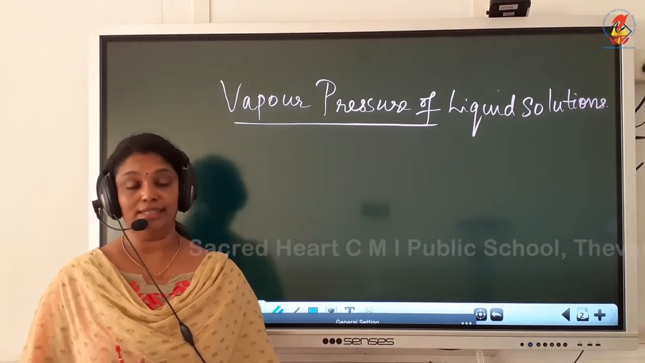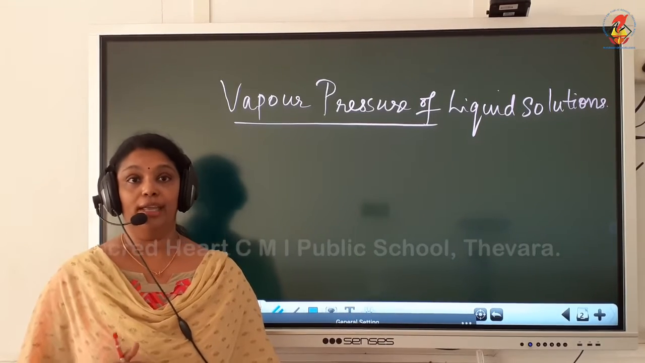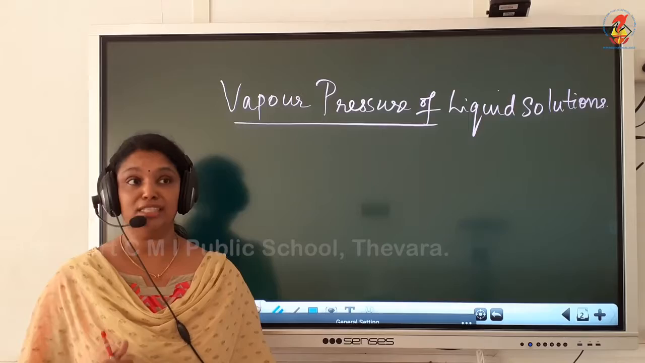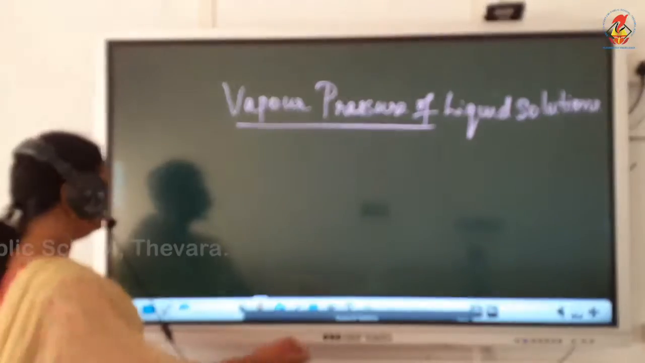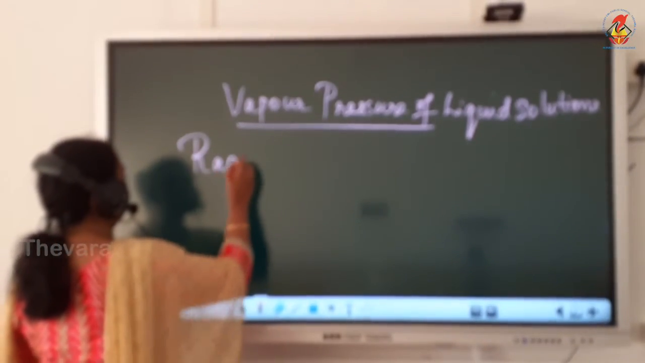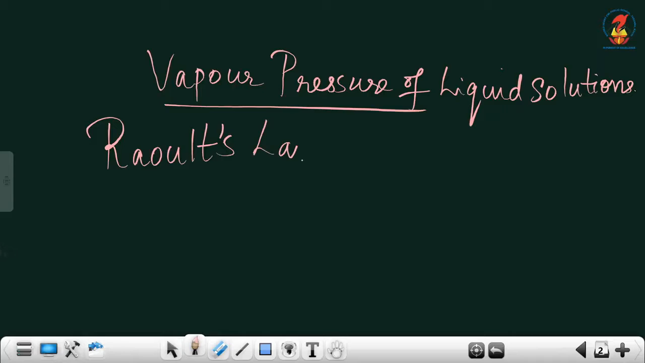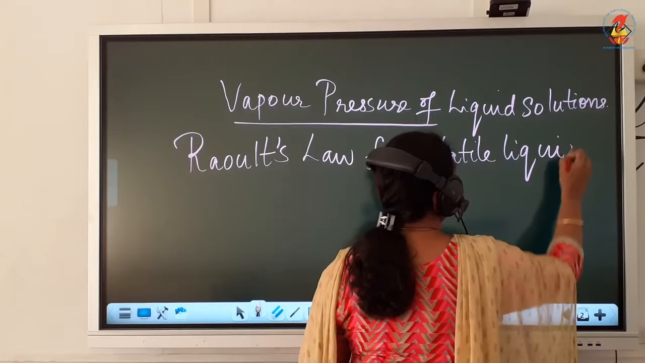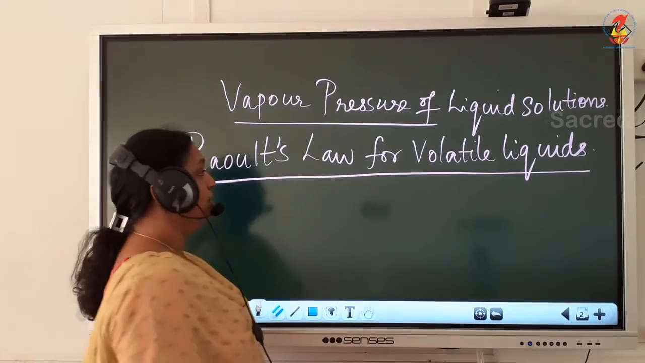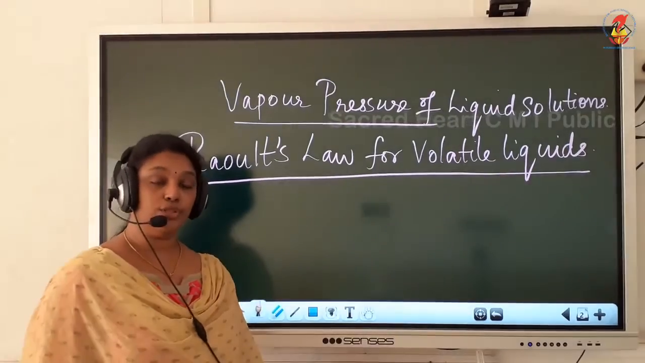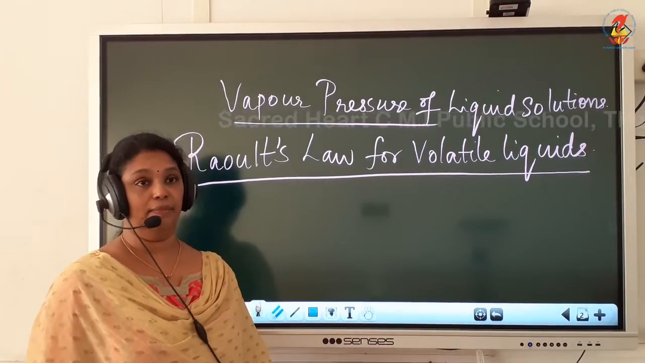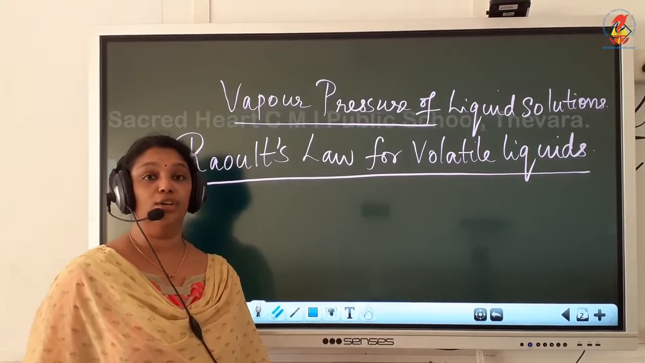So next we are going to discuss Raoult's law for a volatile liquid. That means both solute as well as solvent are volatile. Raoult's law for volatile liquids, or we can also say Raoult's law for liquid solutions. Now when I say volatile liquids, both solute as well as solvent are volatile. Now let's discuss what is the statement of Raoult's law.